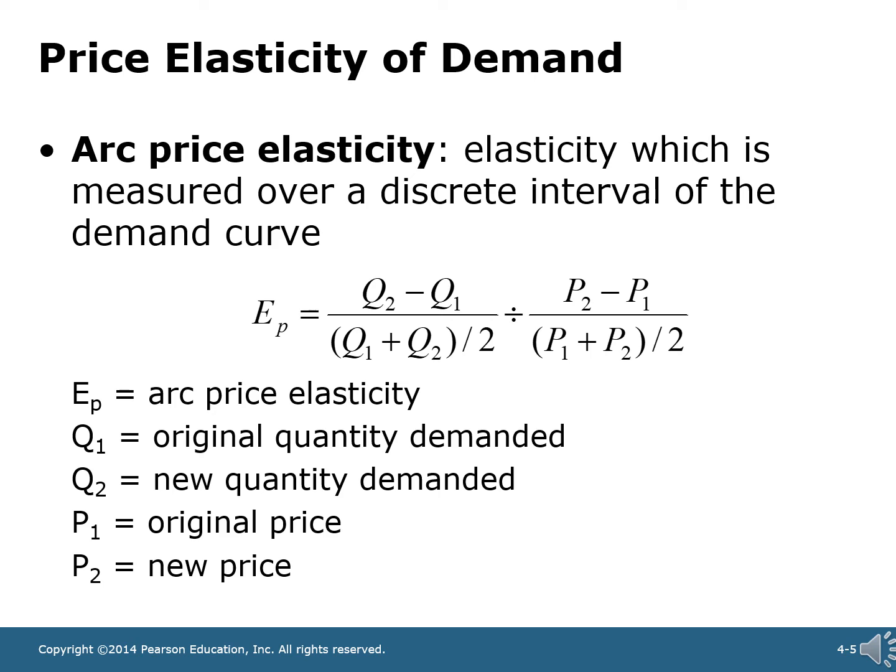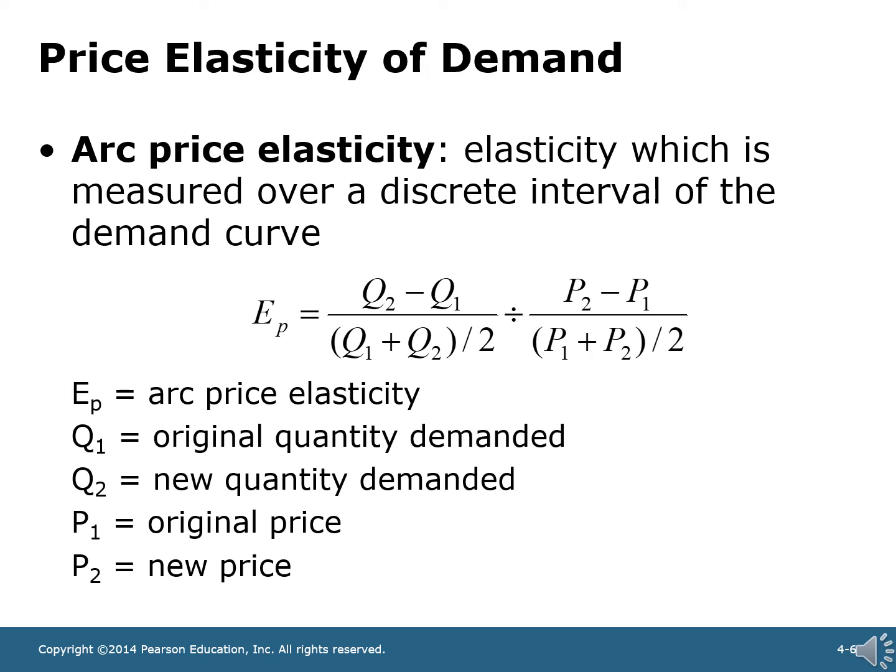Our denominator is going to be (P2 - P1) / ((P1 + P2) / 2). So P2 is the new price, P1 is the original price. So that gets us the difference in price. Then we're going to divide that by the average price, so (P1 + P2) / 2.